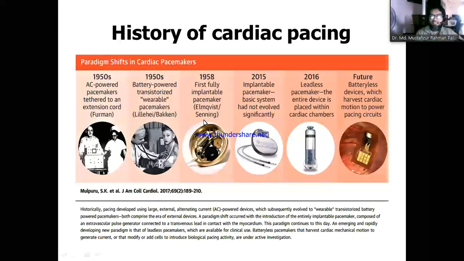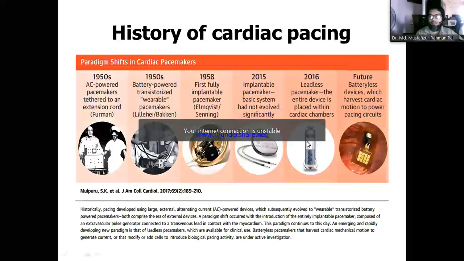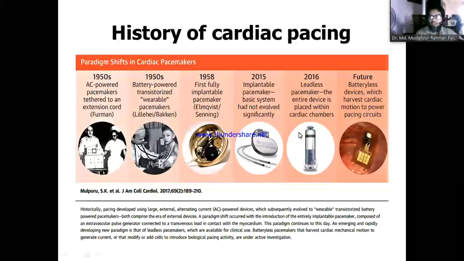So one by one, paradigm shifts occurred and advancement continued. In 2015 came the recent advancement, the dual chamber pacemaker, which was more efficient than the past. And in 2016 came the leadless pacemaker. As you know, in the coming days these pacemakers are very promising, and in future batteryless devices will come soon, using motion to power pacing circuits.